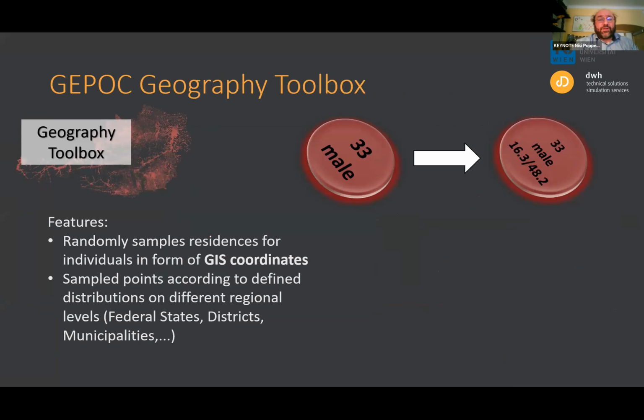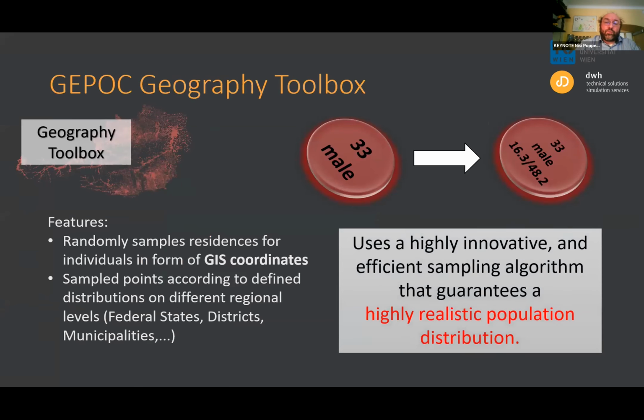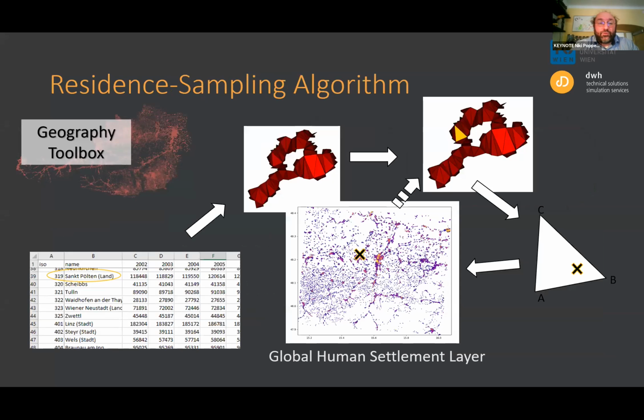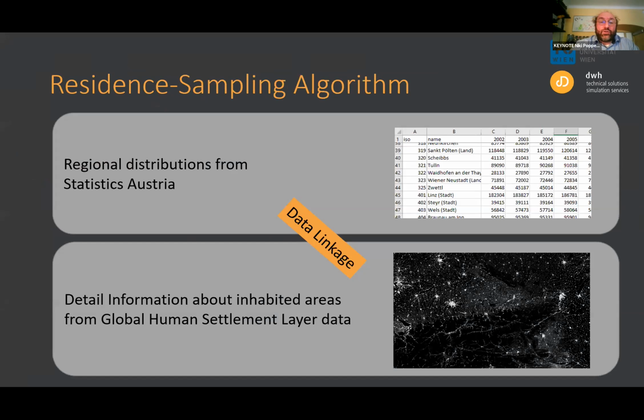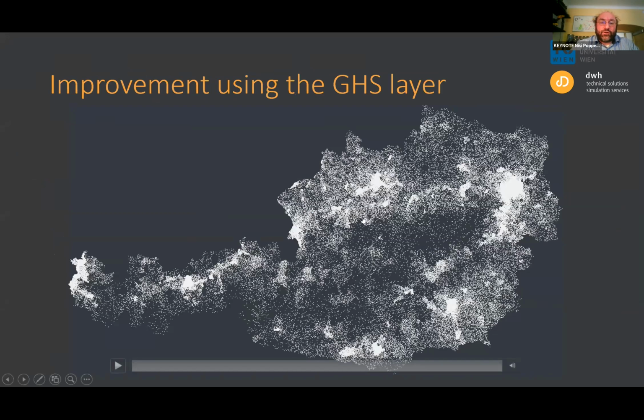One important thing was also implemented a few years ago: the geographic toolbox, where we can randomly sample residences for individuals in the form of GIS coordinates. That's, of course, important for having a highly realistic population distribution. It was done by this residence sampling algorithm, and together with information from the Global Human Settlement Layer, we could implement the distribution of the population.